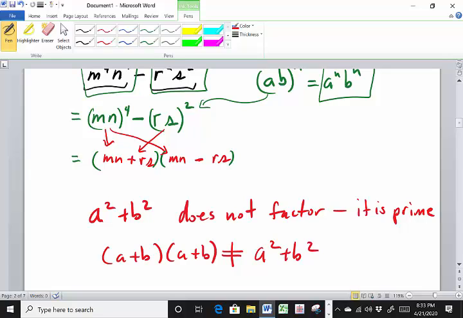Let me say it again. Do not try to factor the sum of 2 squares. Do not factor the sum of 2 squares. Okay? It is not factorable. All right?